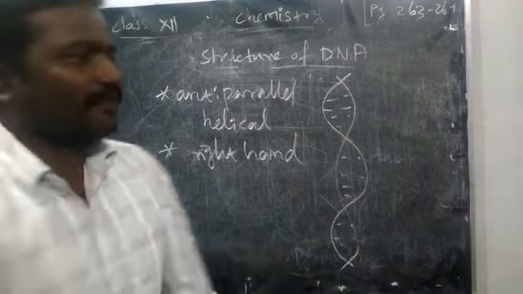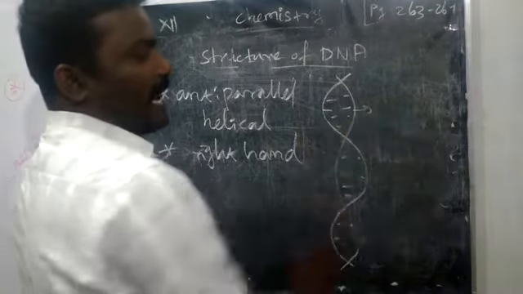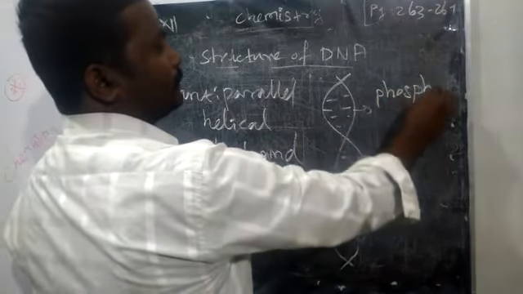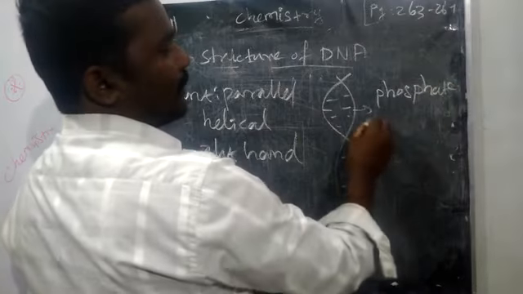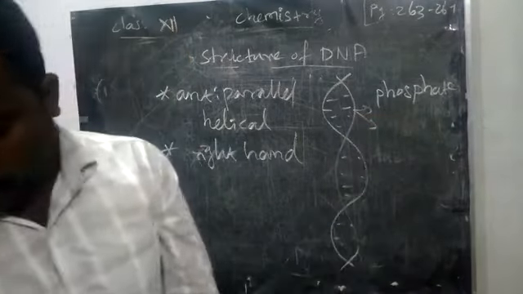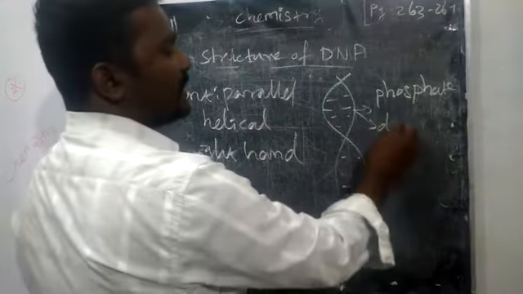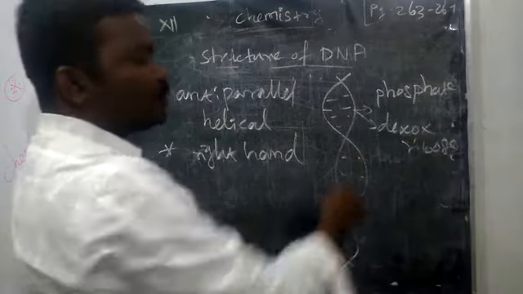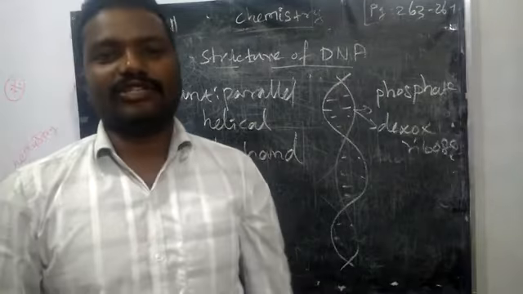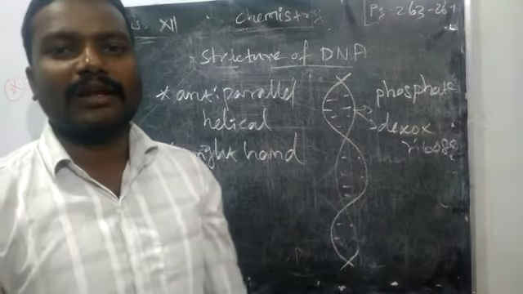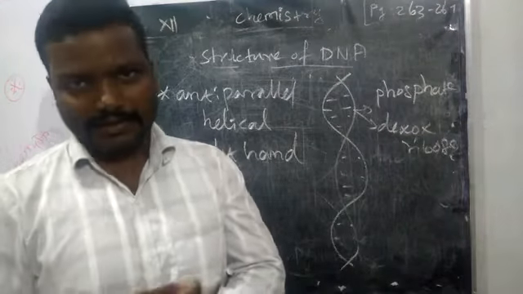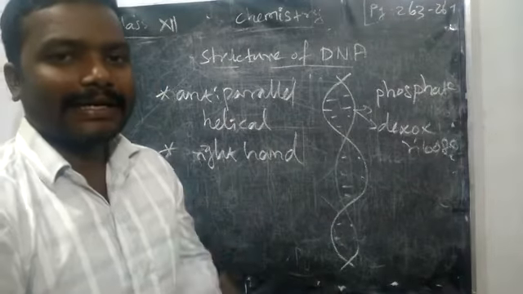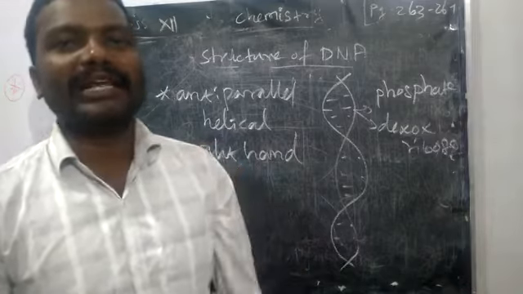Here the right-handed helix has two types of groups. On the outside of this helix structure we have the phosphate group as well as the other group, deoxyribose. These groups are hydrophilic in nature. What do you mean by hydrophilic in nature? They have a water-attracting character. That water-attracting character is called hydrophilic nature.